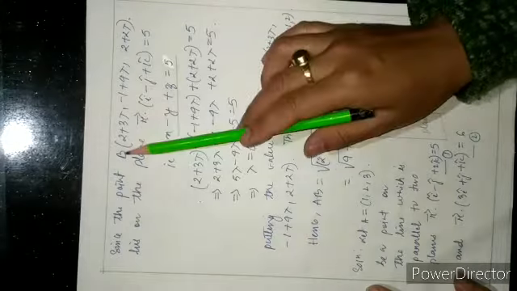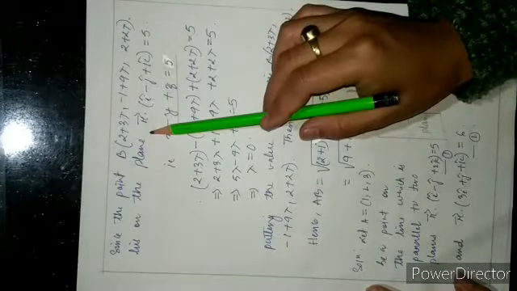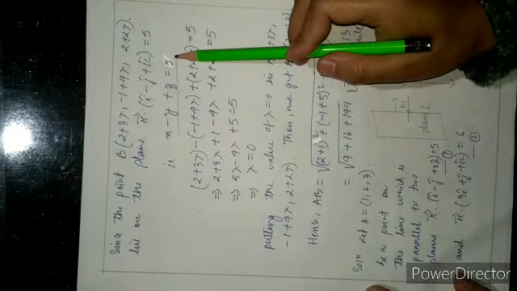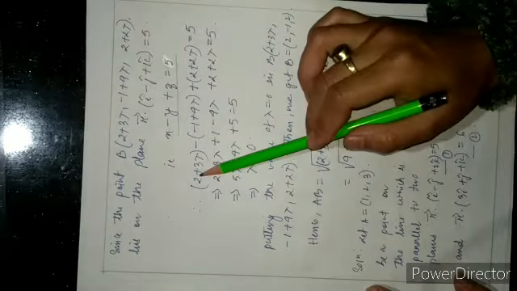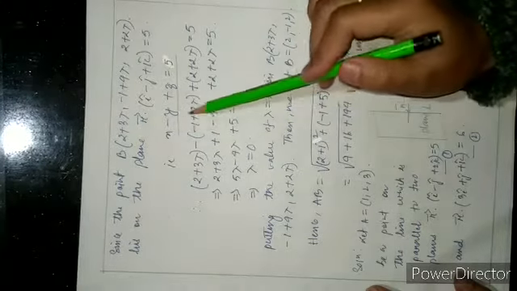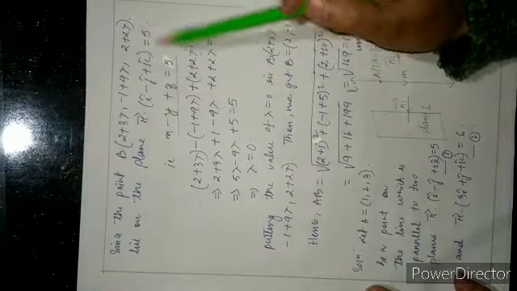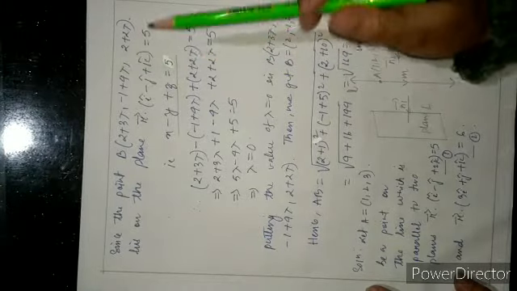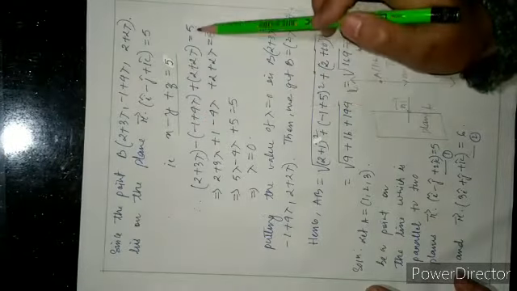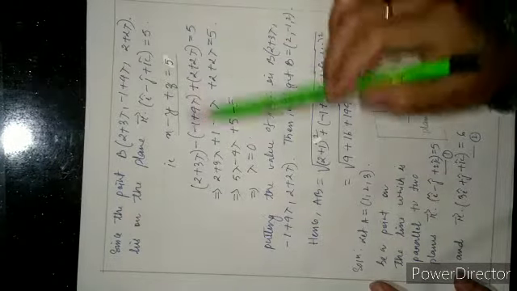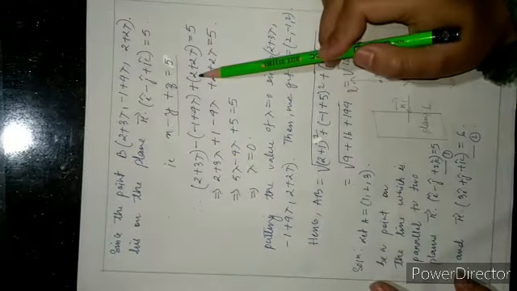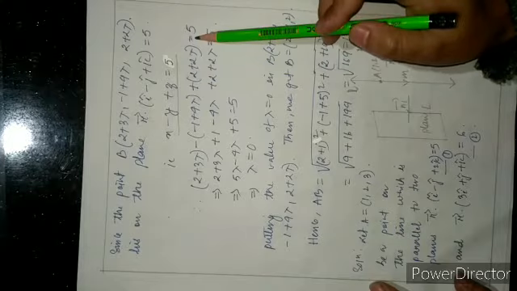Point B is a point on the plane, so it must satisfy the plane equation. Substituting the x coordinate, y coordinate and z coordinate of B in this equation, we get left hand side equal to right hand side: 2 plus 3 lambda minus, minus 1 plus 4 lambda, plus 2 plus 2 lambda is equal to 5.